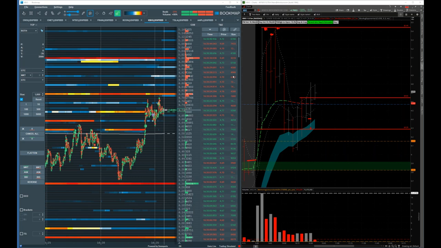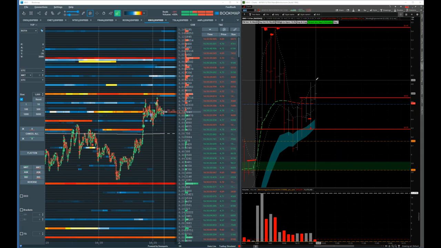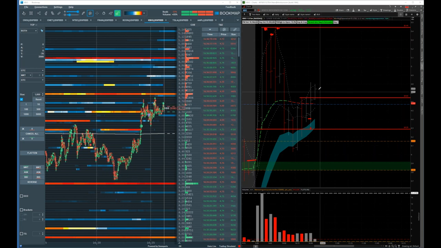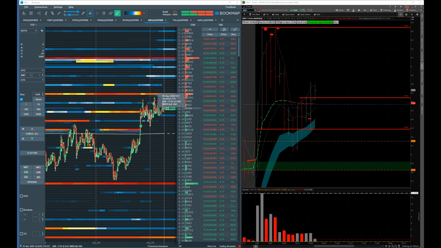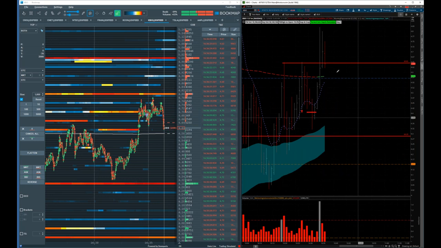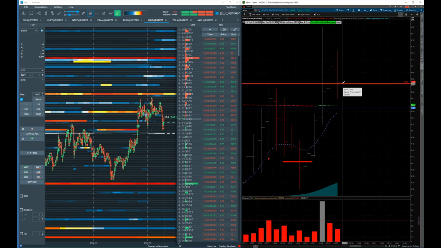See over here, still stalling, still looking for a direction. 1 minute J lines is the guide. Curling small. So curling again over here. Let's see if it curls more. 482. Again, below that level, main for me, previous resistance 465.